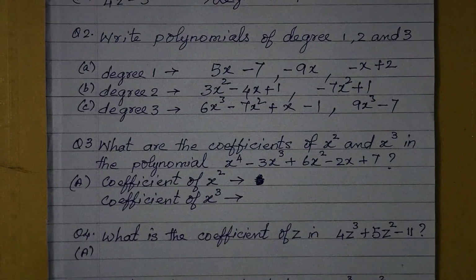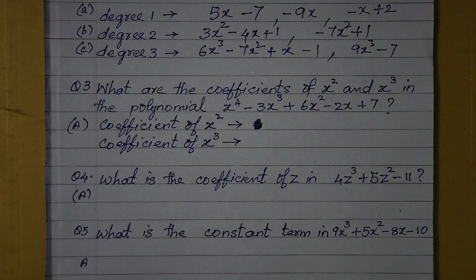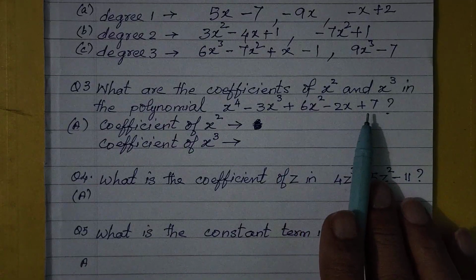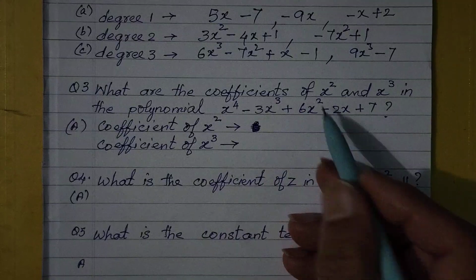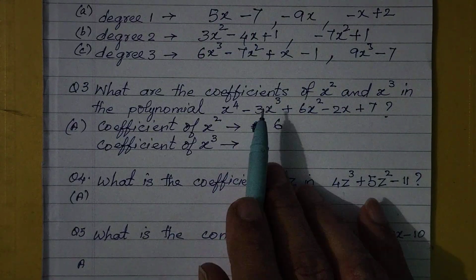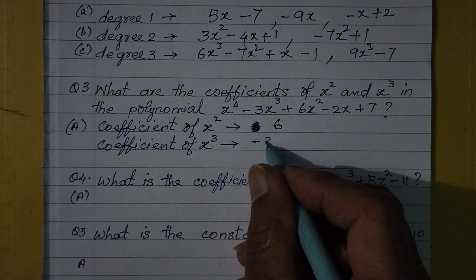Next question, question number 3. What are the coefficients of x square and x cube in the polynomial? So they are given a polynomial x to the power of 4 minus 3x cube plus 6x square minus 2x plus 7. They are asking the coefficient of x square. The coefficient of x square is 6. The coefficient of x cube is minus 3. You can see it is minus 3.